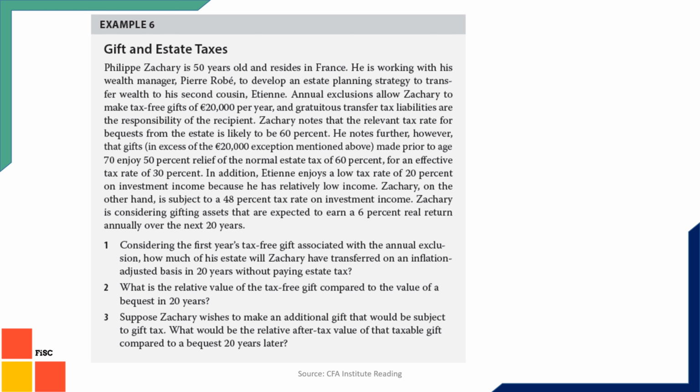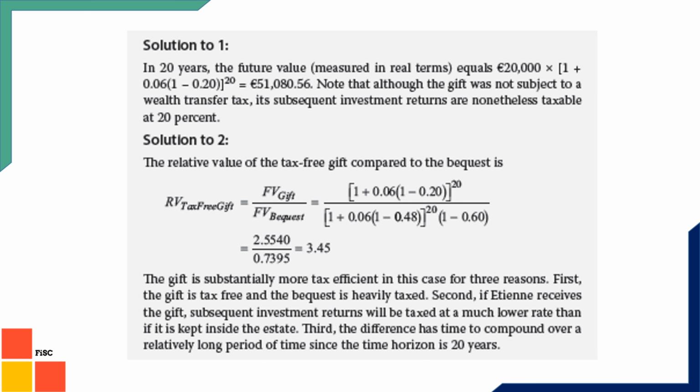Zachary, because 18 is going to pay it. So these are some things which you have to understand. Now the first question is, as I said, a simple compounding. You can see 20,000 is compounded for 20 years, and 20% here is the tax rate on the investment return. The second question is on relative value.